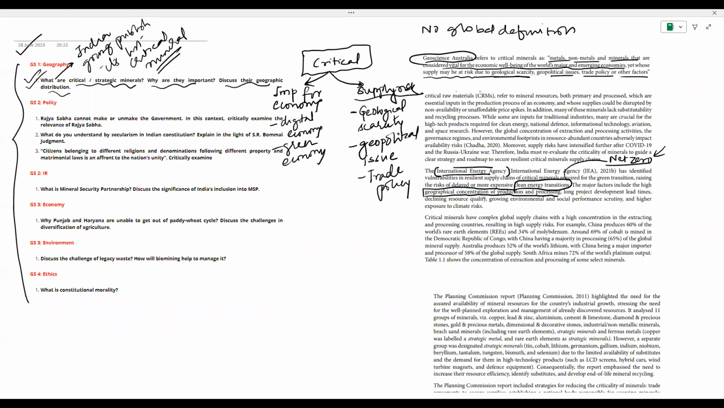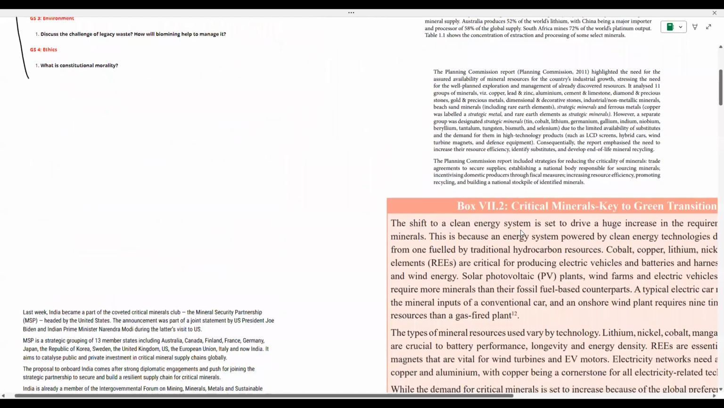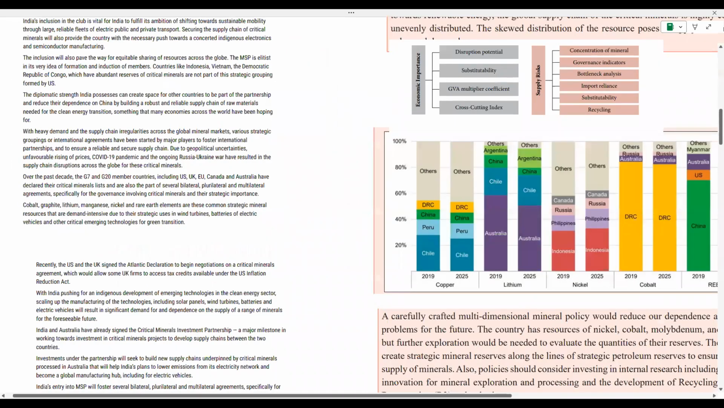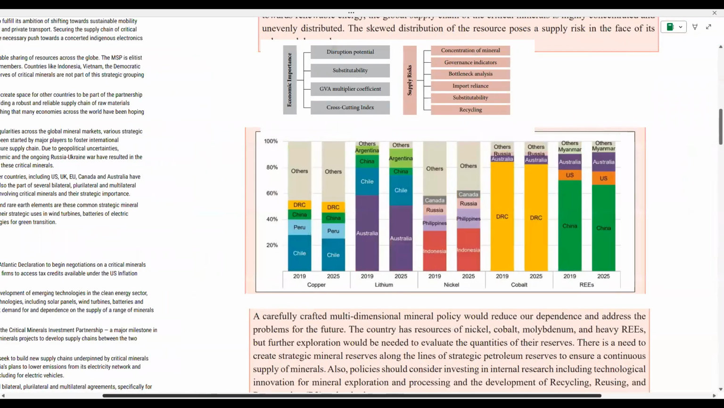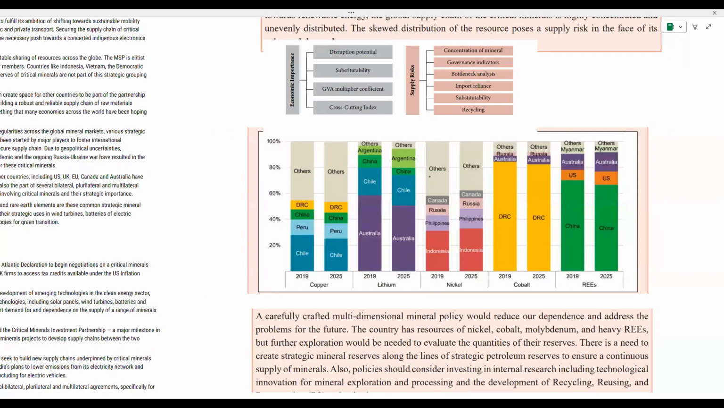Next, long project development and lead time. It takes a lot of time to develop the mines. Then declining resource quality, growing environmental and social performance scrutiny, and higher exposure to climate risk. Let me just show you. Okay, so this is the distribution of critical minerals.